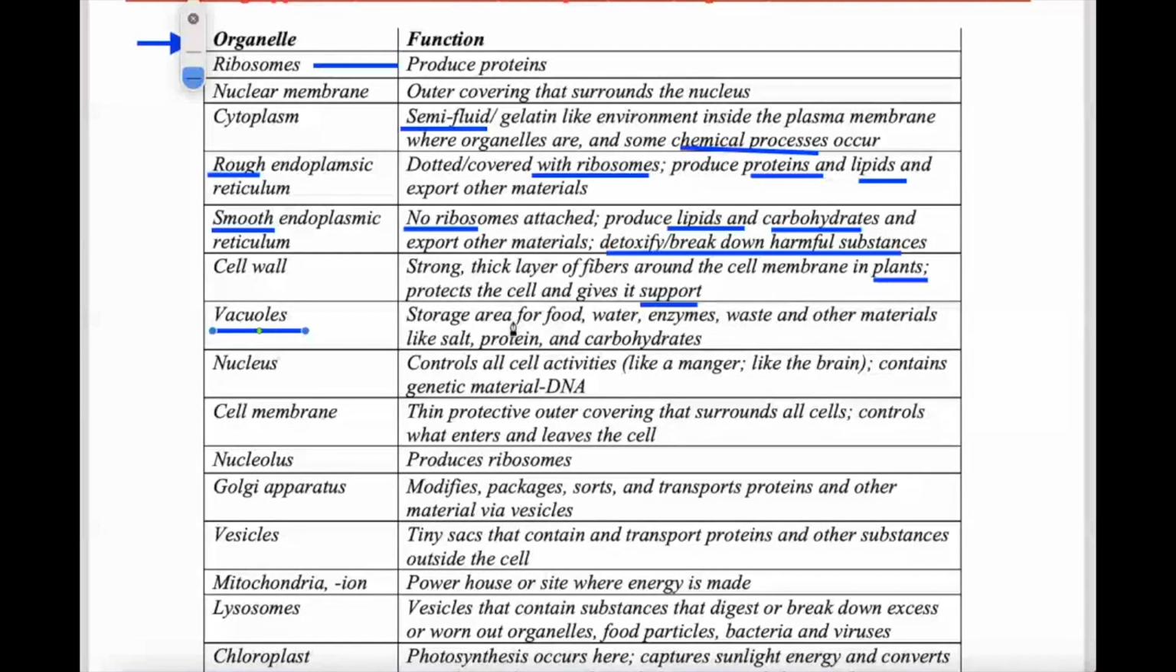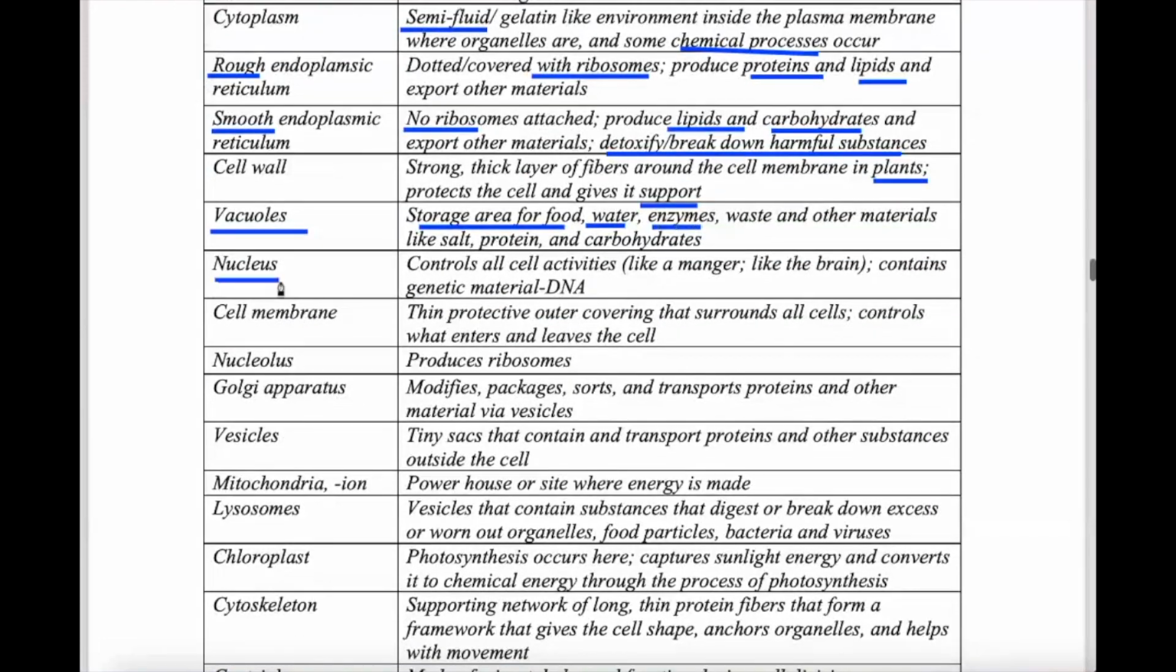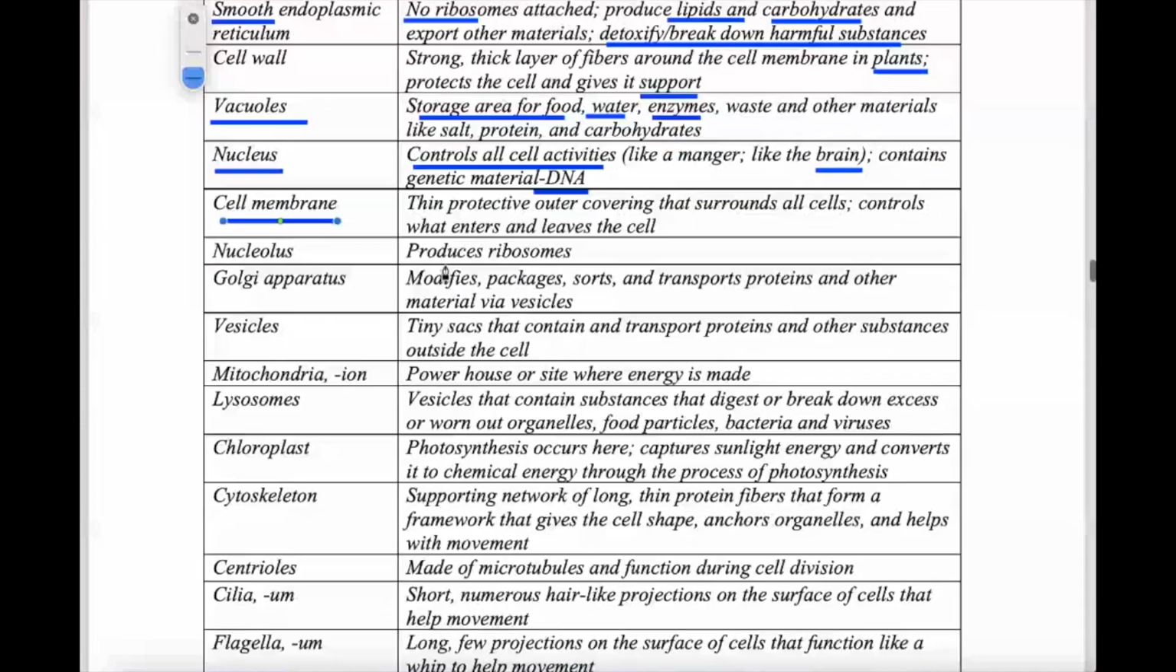Vacuoles: large vacuoles in plants and small vacuoles in animals. They are mainly for the storage of food, water, and enzymes. Nucleus is the control center of the cell. It's the brain of the cell, okay? And it contains the DNA. It controls all the activities. Cell membrane, we studied the whole topic about the cell membrane, that it is a protective covering of the cell, and it controls what enters or what leaves the cell. Nucleolus is present inside the nucleus. It's a small part that produces ribosomes.